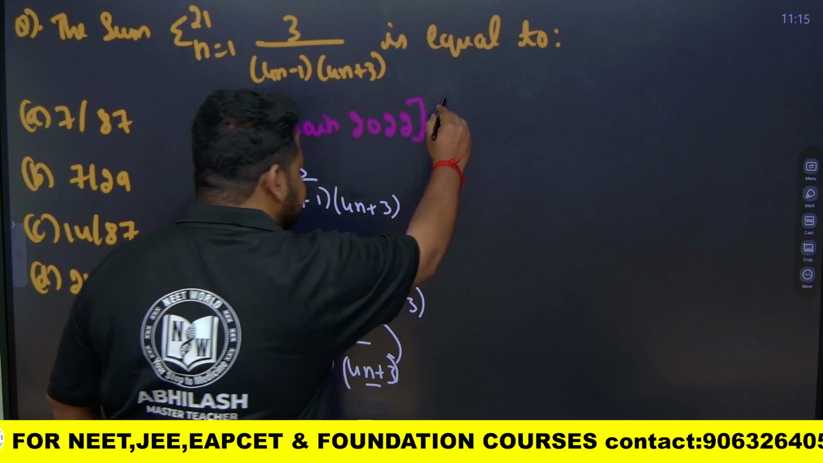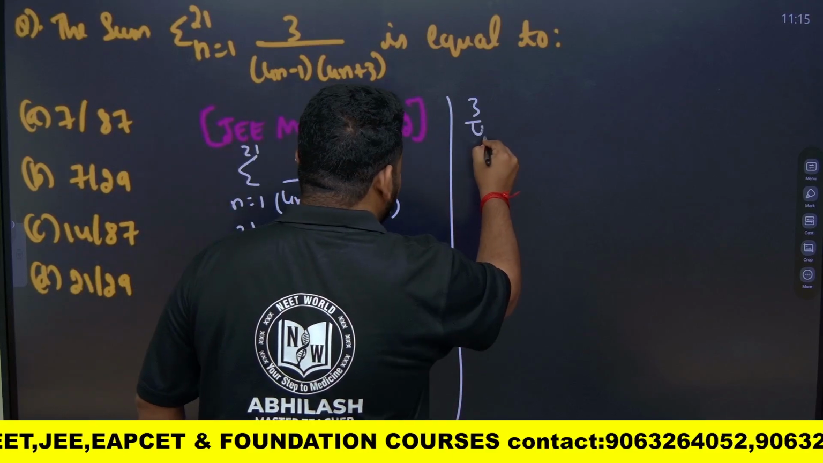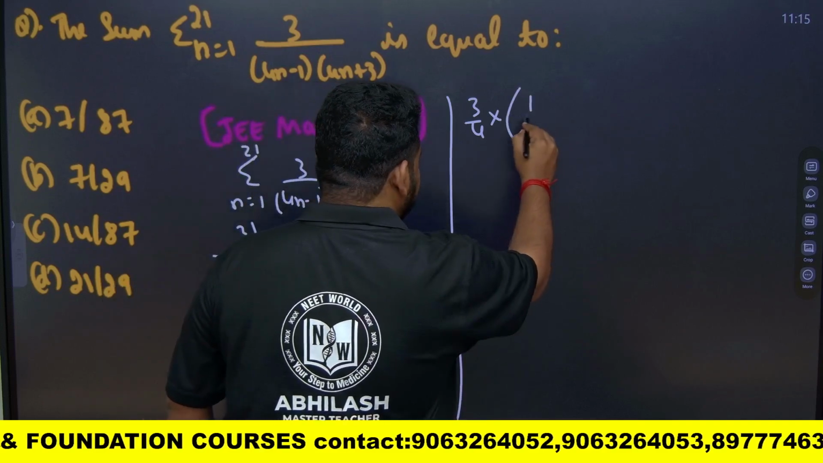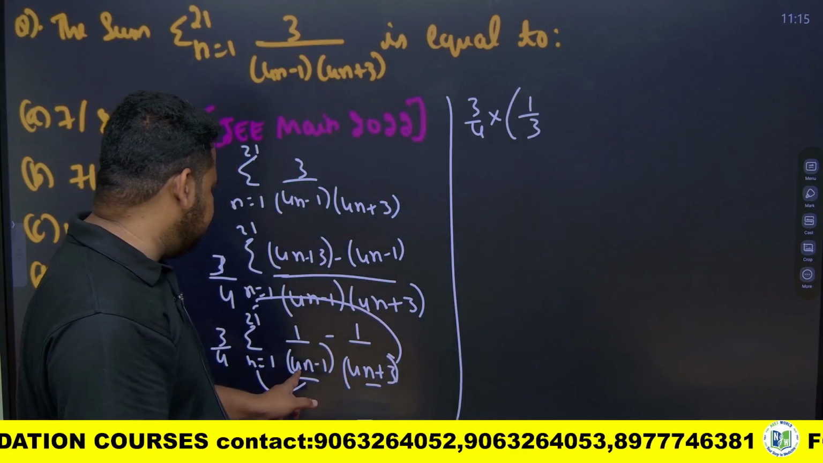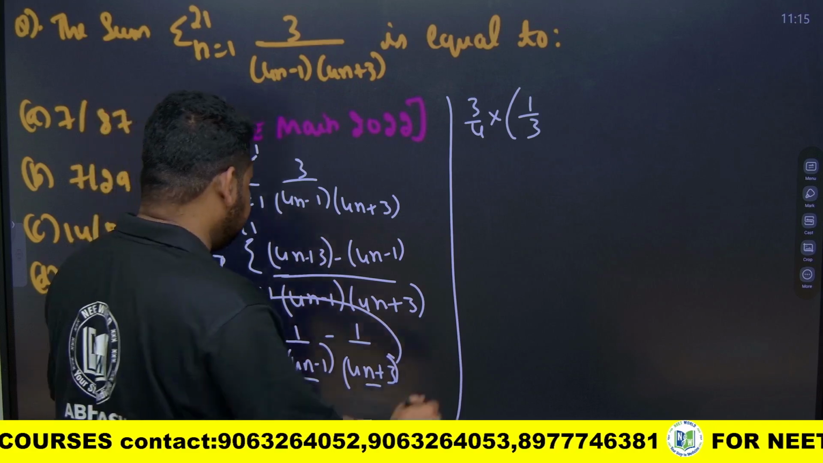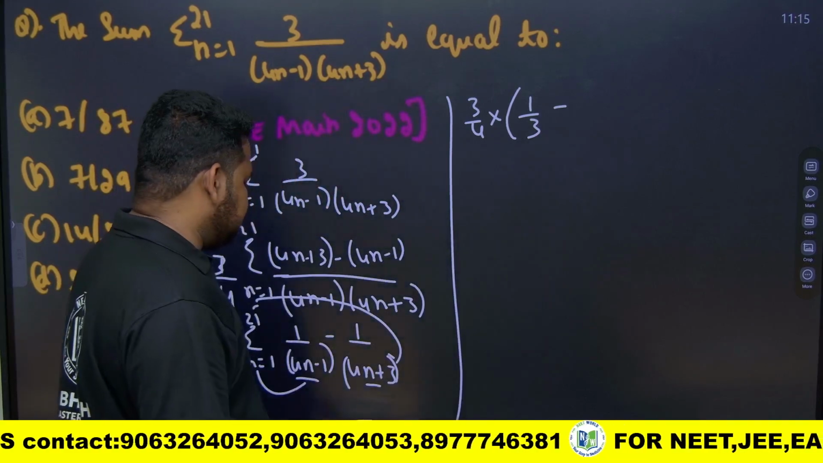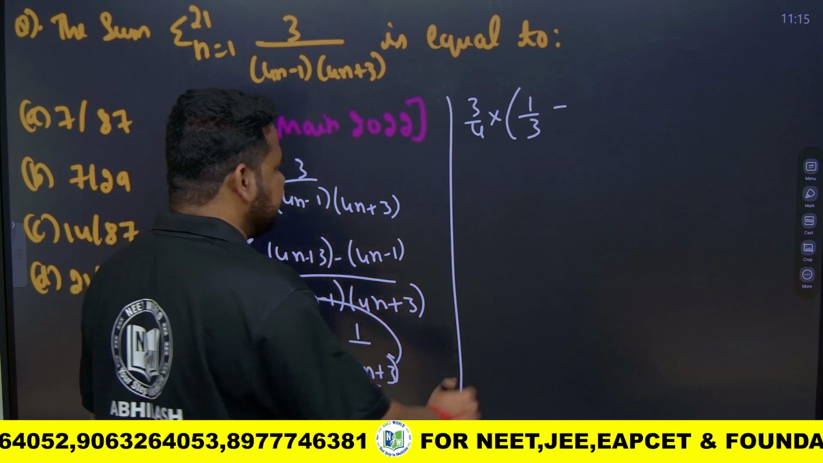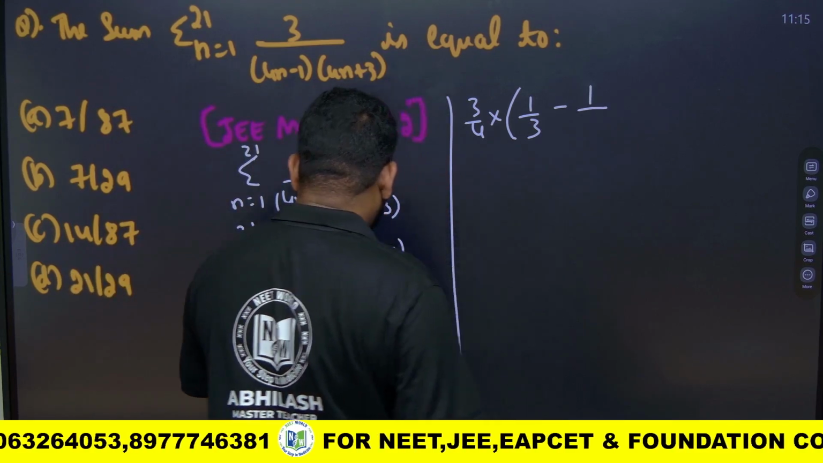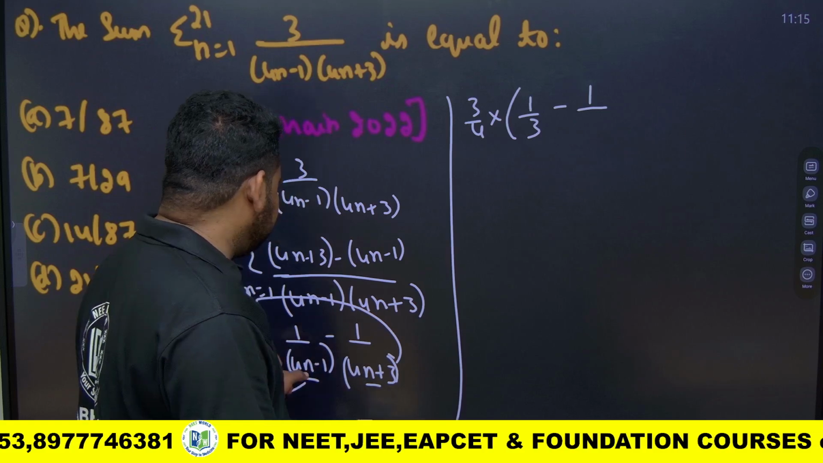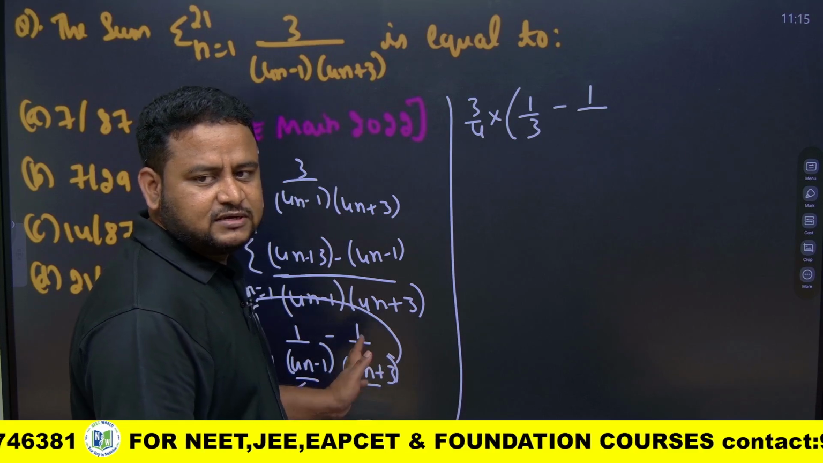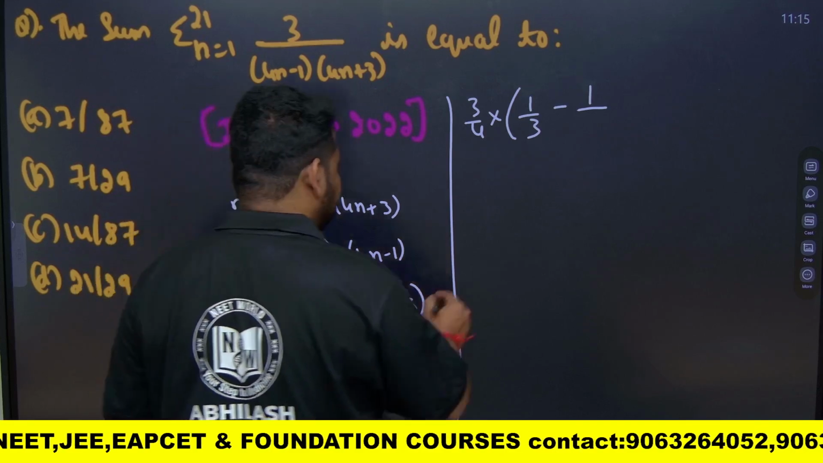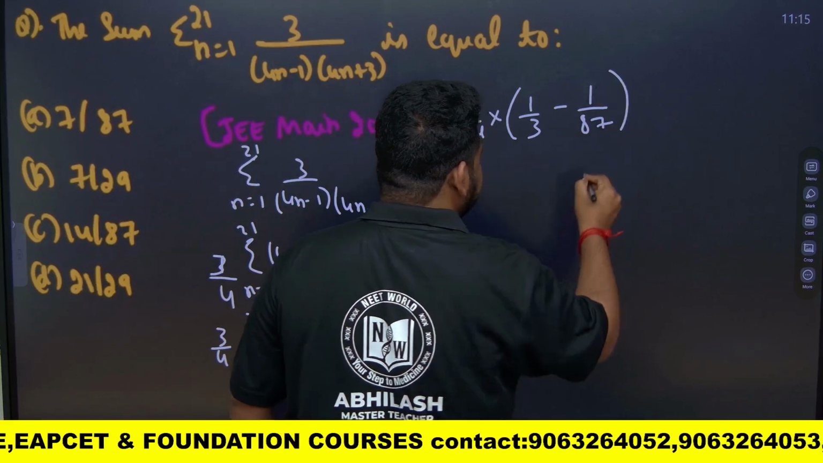So what will I get friends? I will get 3 by 4 into, for 4n minus 1, I should put n equal to 1. So this will become 1 by 3, that is 4 minus 1. Then minus 1 by, putting 21, this will be 21 into 4. 21 into 4 is how much friends? 20 into 4 is 80 plus 4, 84. 84 plus 3 is 87. I will get it as 87.